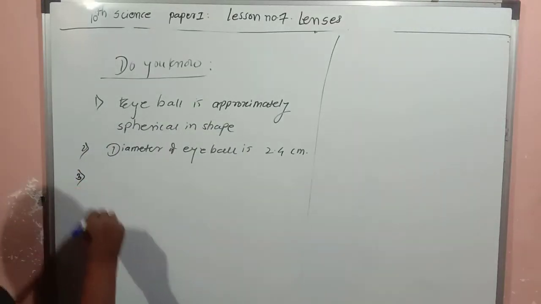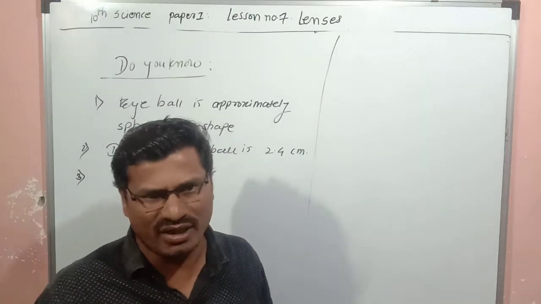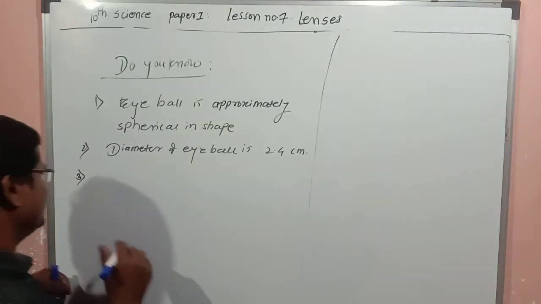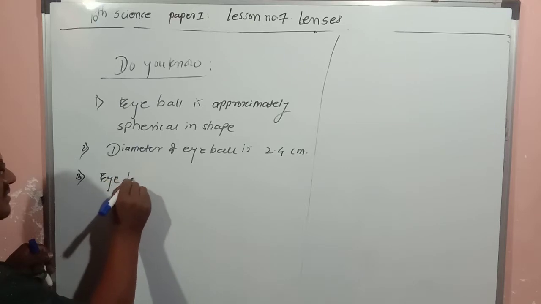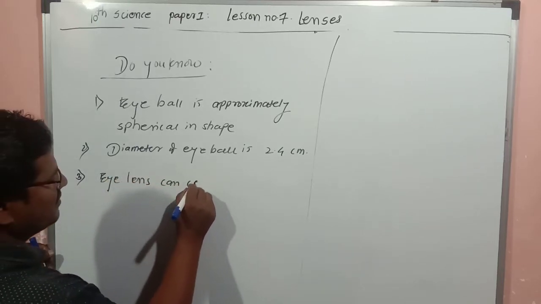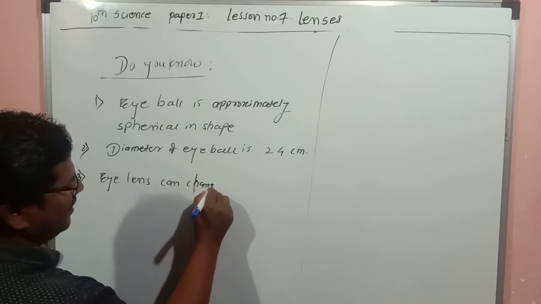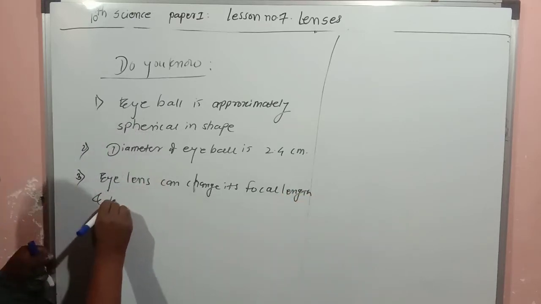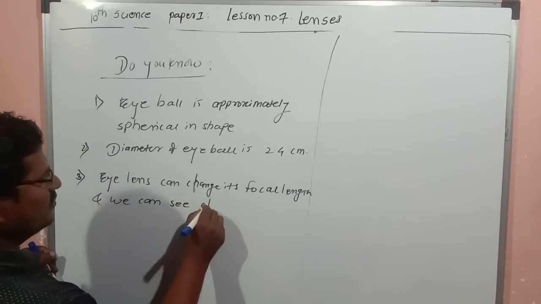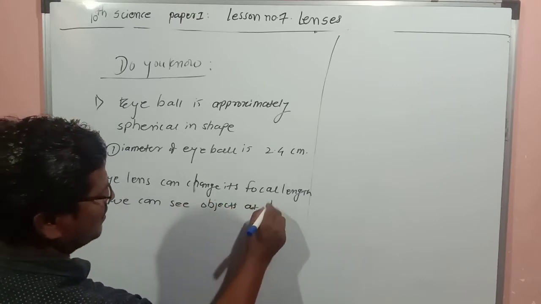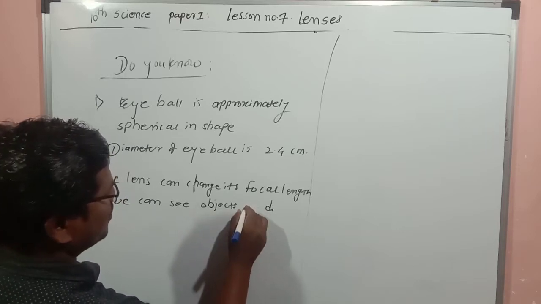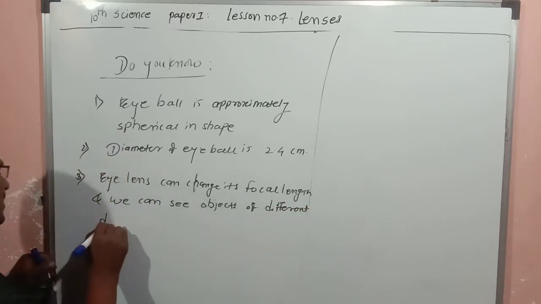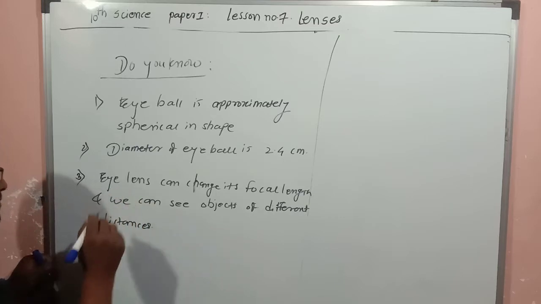The third point is that the eye lens can change its focal length, and we can see objects clearly at different distances. The eye lens can change its focal length, and we can see objects which are present at different distances.